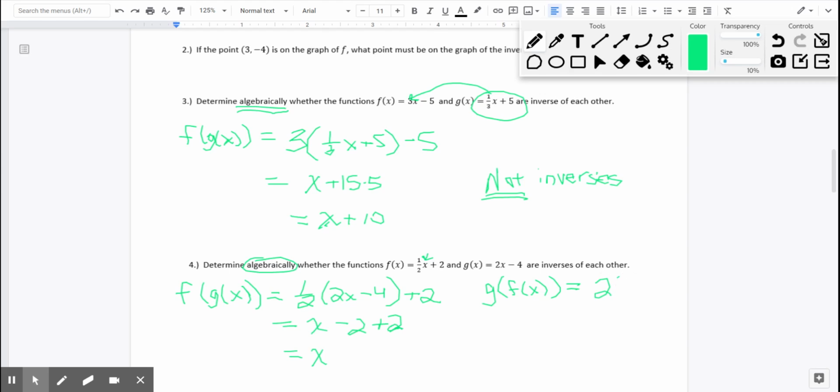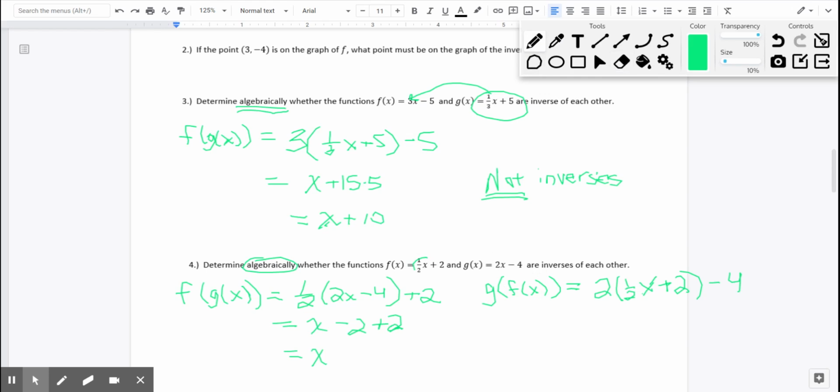But technically, in order to really prove or verify, I do need you to actually show both compositions come out to x. So even though you may not want to do it, that's going to be part of the expectations if you're determining algebraically whether you have inverses. So to determine algebraically whether you have inverses, we are going to do g of f of x.